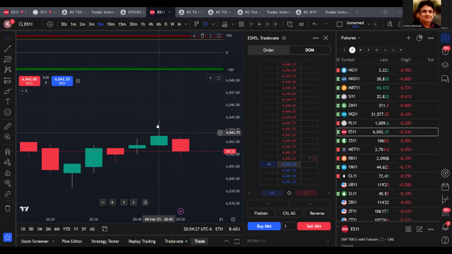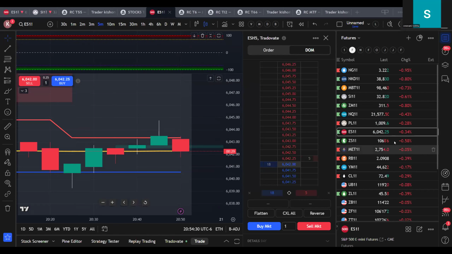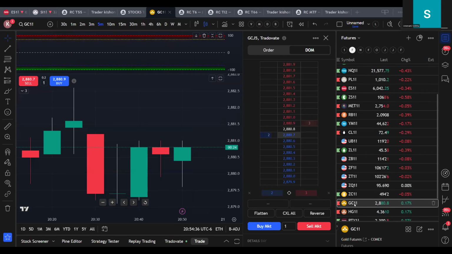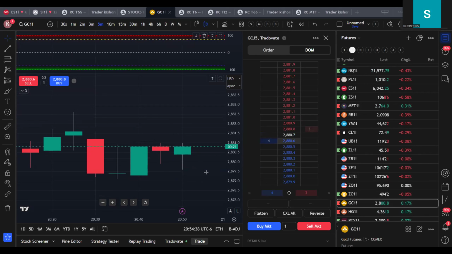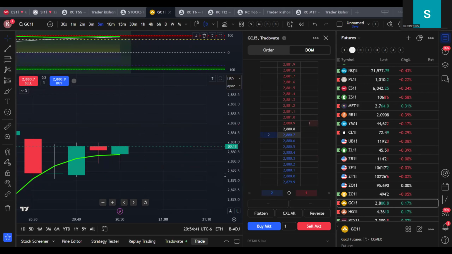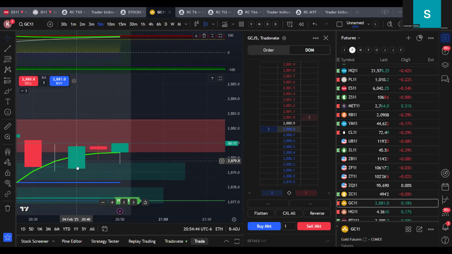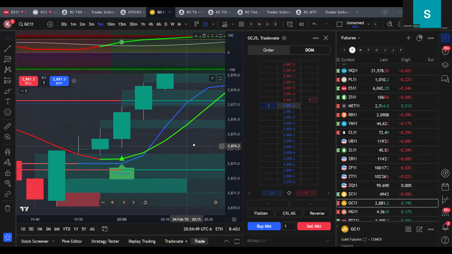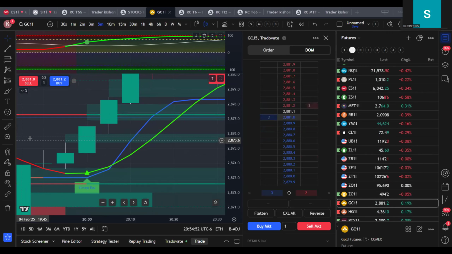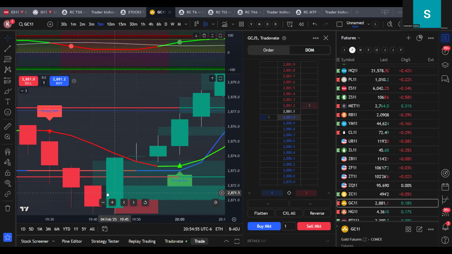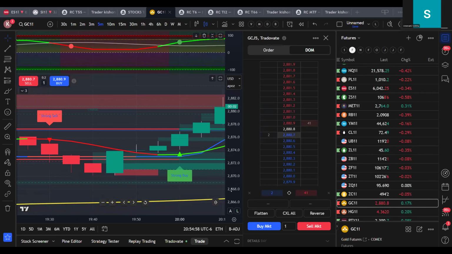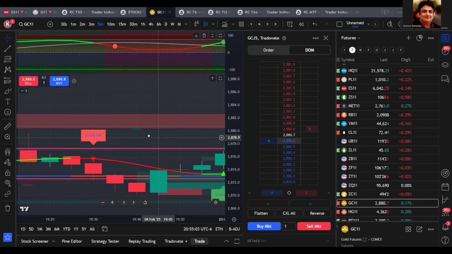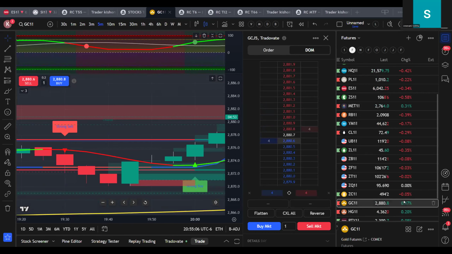Can you go to the GC for a second? Can you scroll a little bit to the left? Yeah, right there. I got the red signal, the sell signal, and then immediately it started going up within no time, because there are a lot of buyers here. It is overall very bullish. GC is very bullish overall.